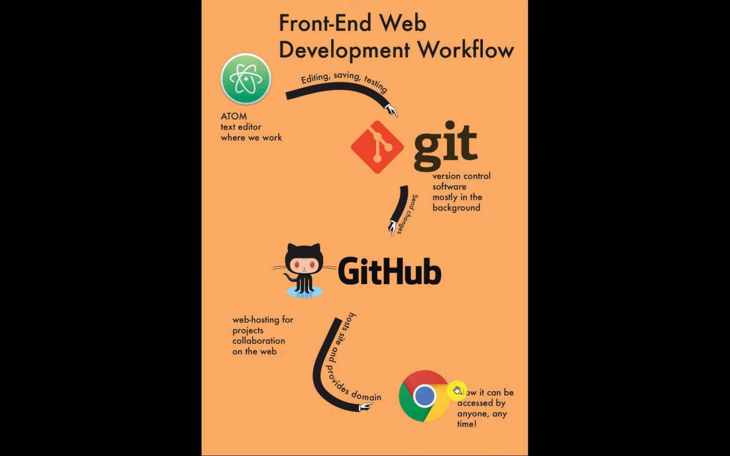Finally, we're going to be using Firefox, Chrome, whatever browser you want to actually access your website. So this is the workflow that we're using. We make things in Atom. We use Git, which is a tool to send our changes to GitHub, and then GitHub hosts our site that we can then view using the browser of our choice.